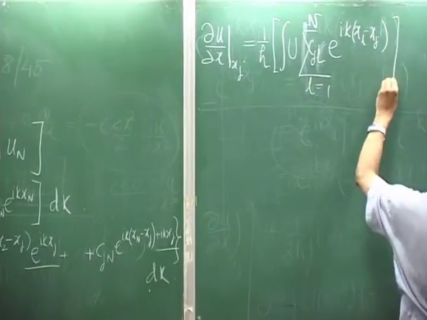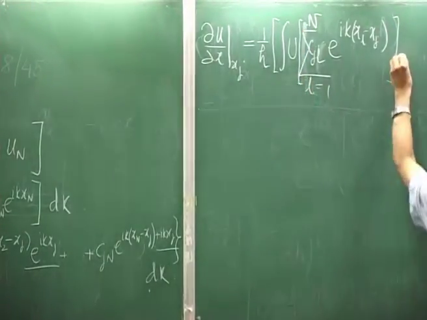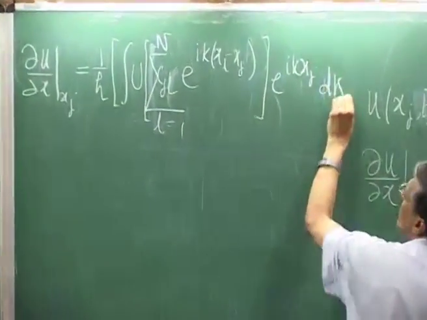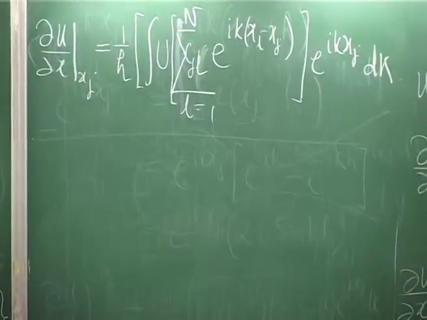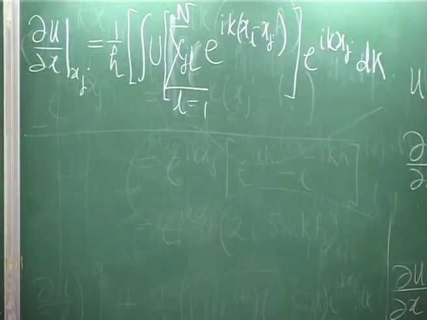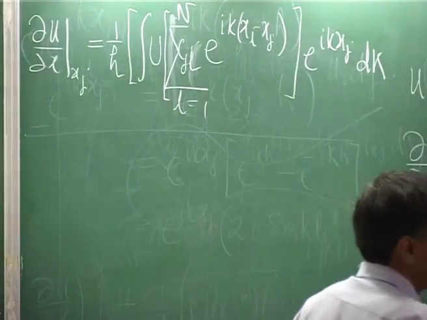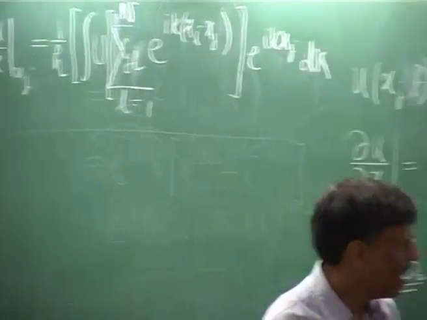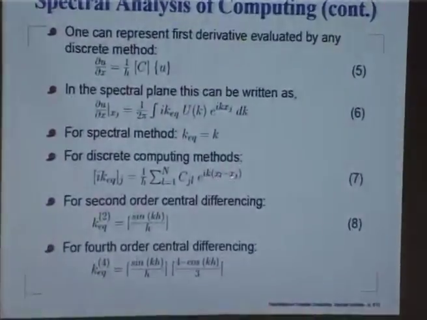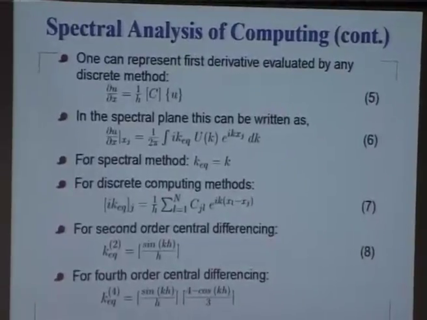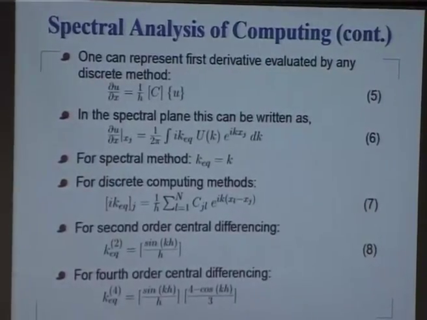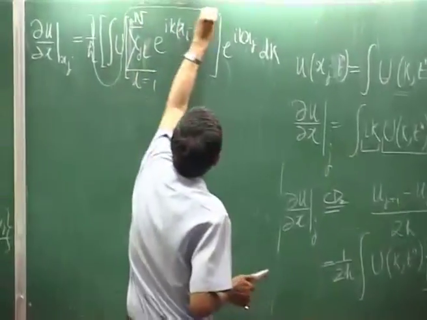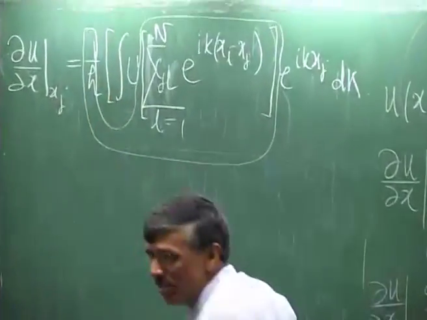Then of course, this whole thing is multiplied by e to the power i k x_j d k, right. So, now can you see equation 7 in front of you? There it is, C_j^L e to the power i k (x_l minus x_j), that is this quantity. So, anything that is multiplied with the Fourier transform is your i k equivalent, right.